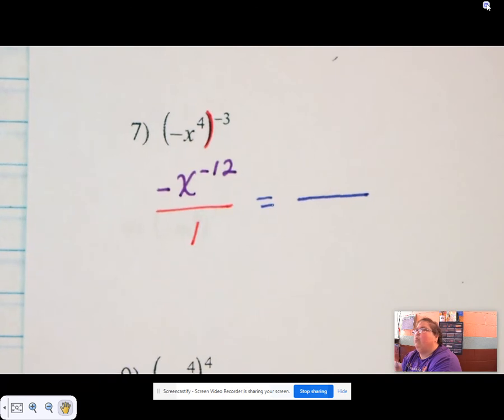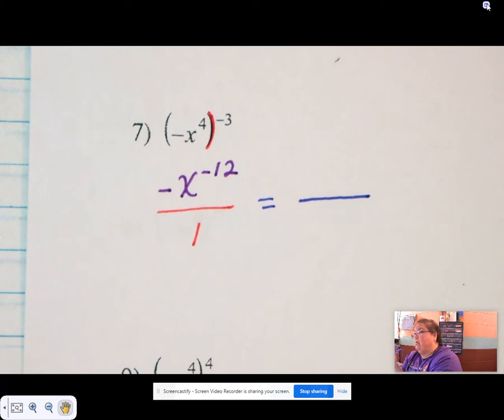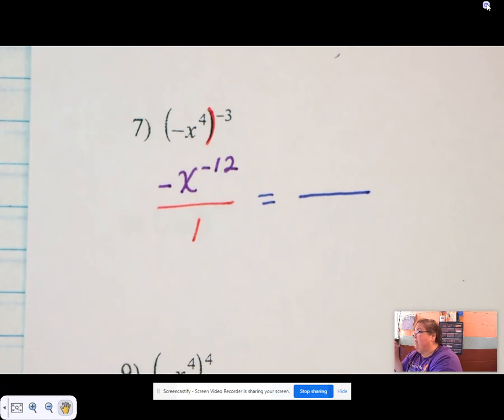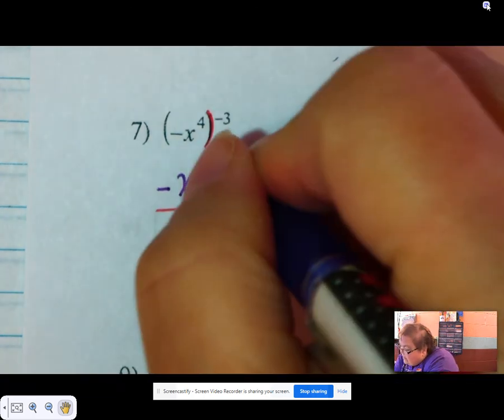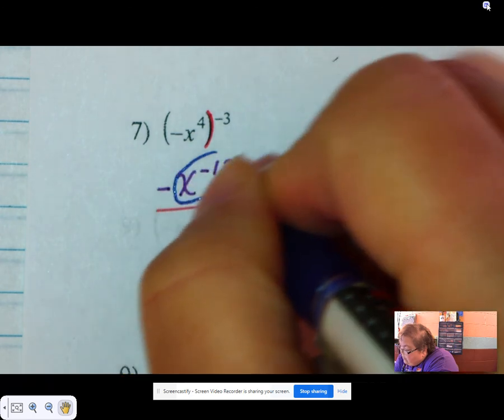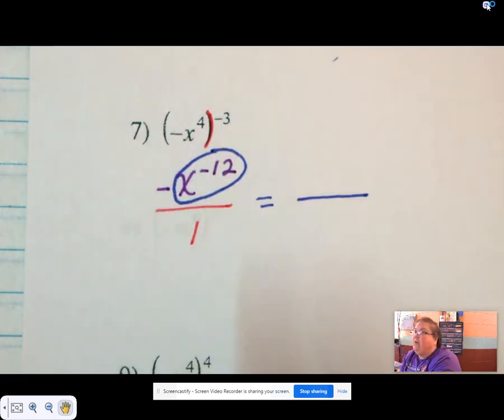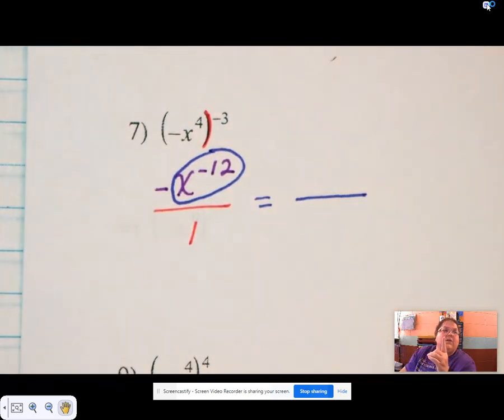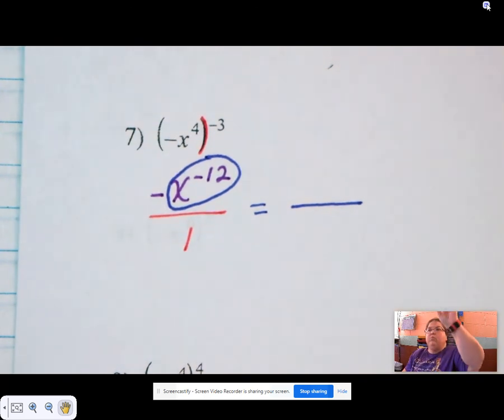Alfredo, what is the base of the -12? Remember, base is only one word. So -12, the base is, because when you say -x, that's 2 words. The base can only be x. -12 is the exponent of x. Remember, your base can only be one word.